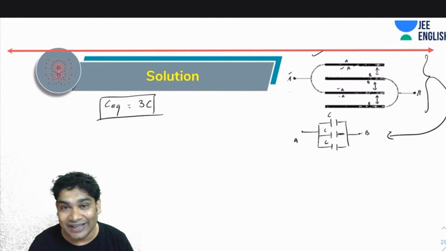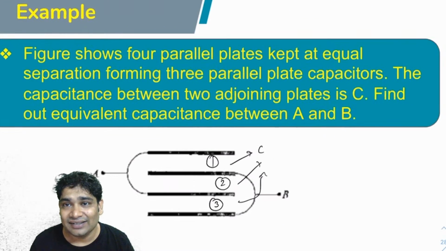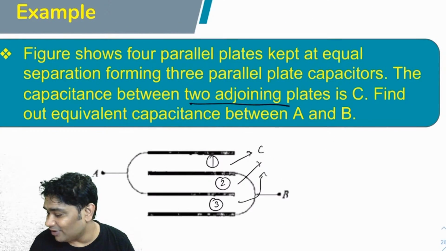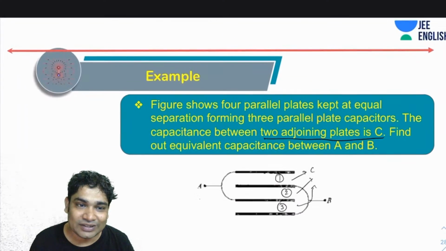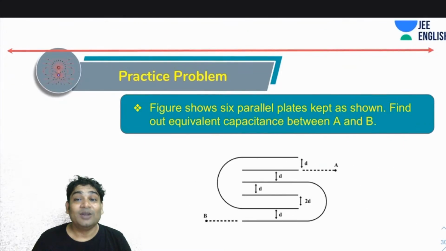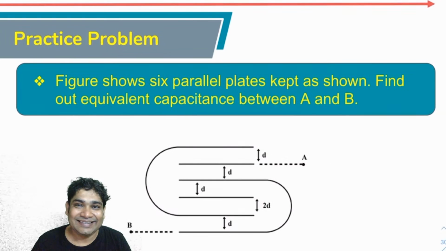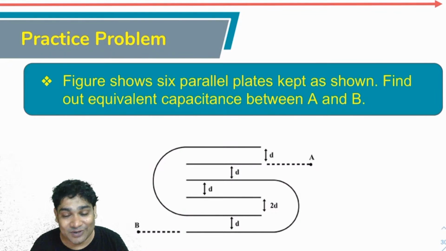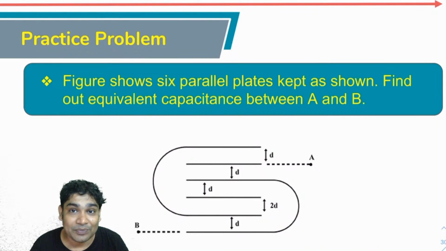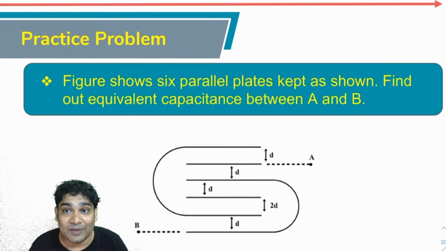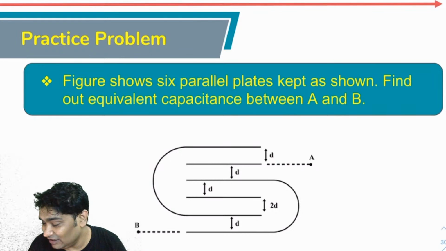Yes, 3 epsilon naught A over D, that is correct. But here I was already told that the capacitance between two adjoining plates is C, so I just wrote 3C. Okay, why don't you solve this? This is a practice problem. You seem to be getting a hang of this. Very good. The figure shows 6 parallel plates kept as shown. You have to find the equivalent capacitance between plates A and B. So let's try and find this.